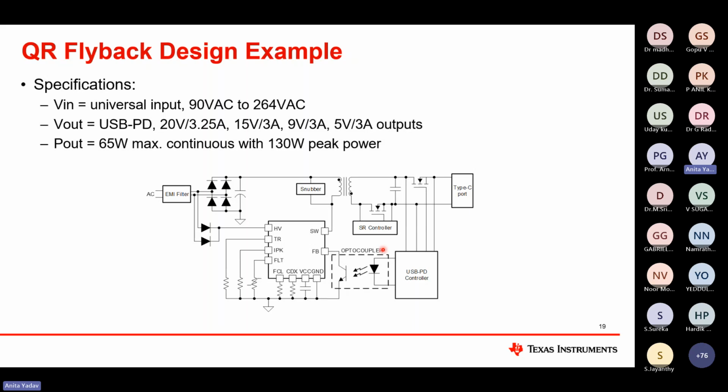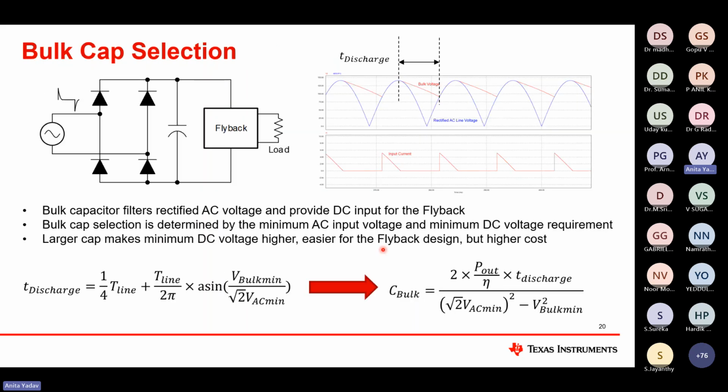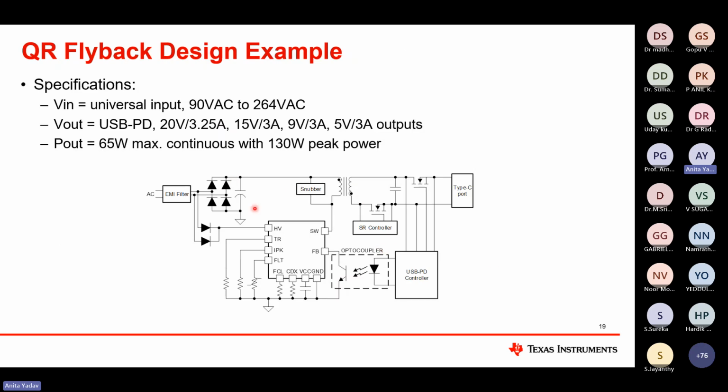But here are a few things which we can actually go through. For example, the bulk cap selections. I'm going to talk about this capacitor, how we do the calculations, and then we will talk about the transformer selection with respect to this device particularly, or in other words, for this reference 65 watt design. And then we'll talk slightly about snubber design, and then we will go through the reference design.